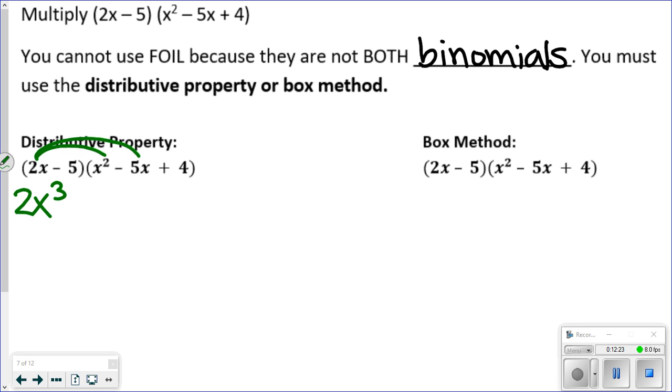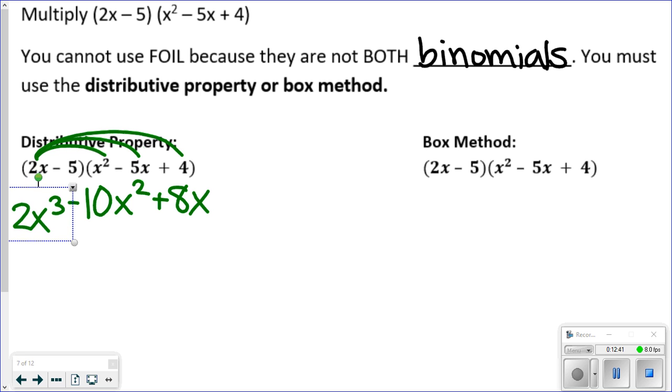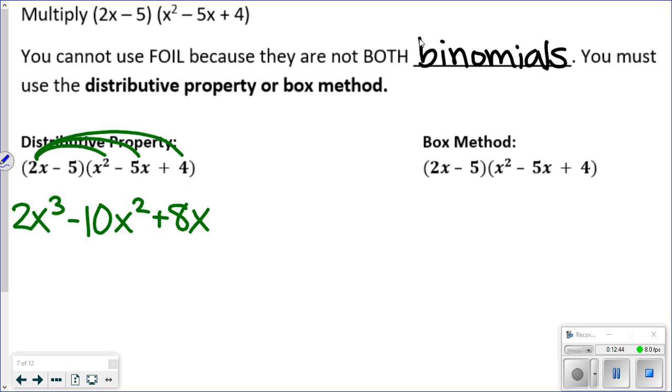2x times negative 5x is negative 10x squared. 2x times 4 is 8x. Then we're going to do the exact same thing here with the negative 5. So 2x is done. Now it's negative 5's turn to be multiplied or distributed to everything. So it's negative 5x squared. Negative times a negative is a positive 25x. Negative 5 times 4 is a negative 20.